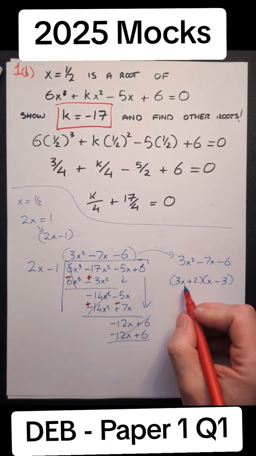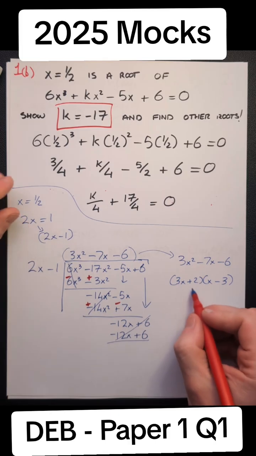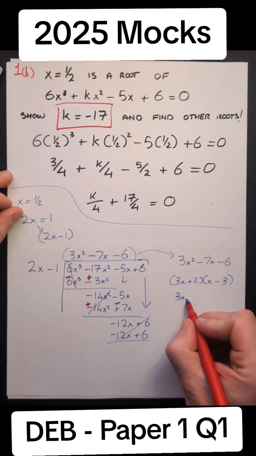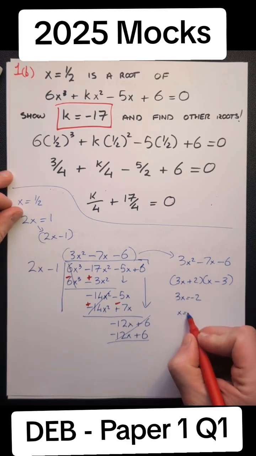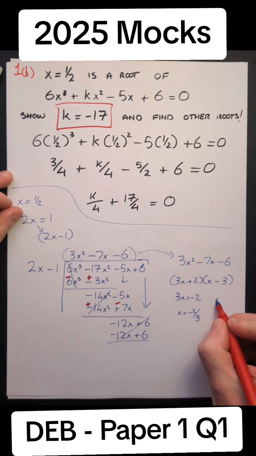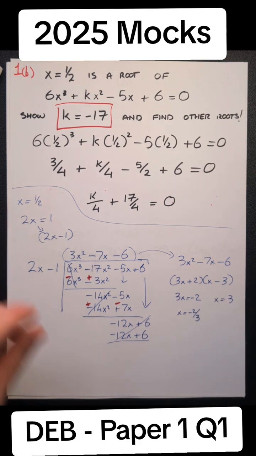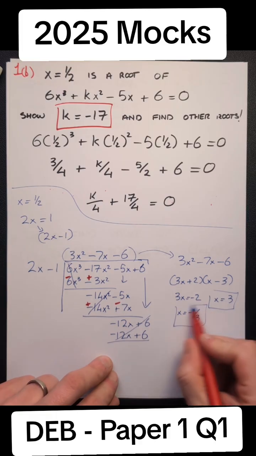So these are the other two factors. I think the question says find the other two roots. So we have to find these as solutions. So we go 3x equal to minus 2. x is equal to minus 2 over 3. Or just simply x is equal to 3. So there's our other two roots there.